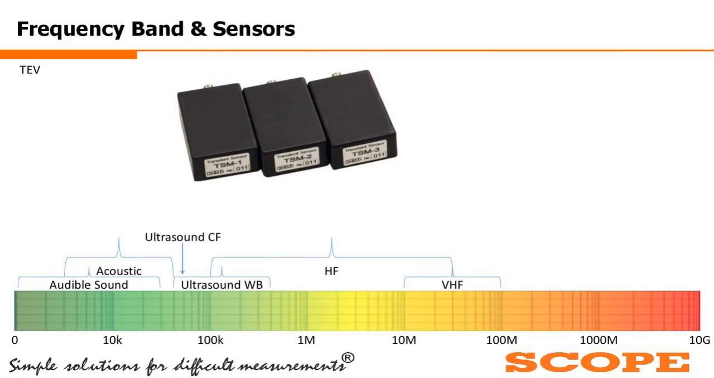Here is the TEV sensor, the transient earth voltage sensor, that works in the VHF range, that is very high frequency. It has a frequency range of 10 megahertz to 100 megahertz. All right, these are capacitive kinds of sensors which are placed on the metallic body of equipment like transformers and switchgear panels. So they form a capacitive plate kind of phenomenon, or the capacitive plate.